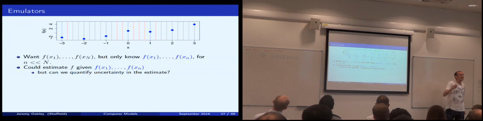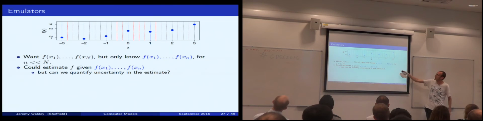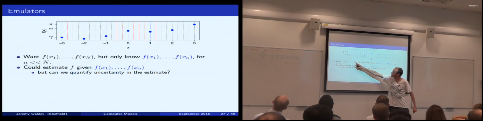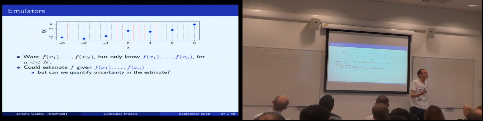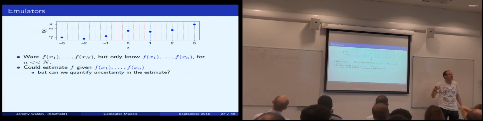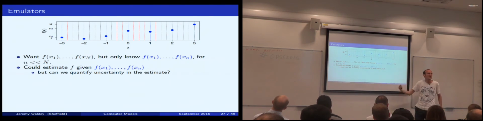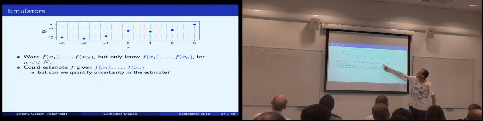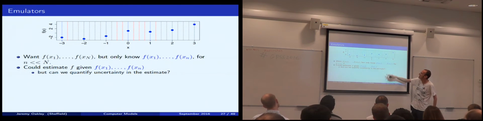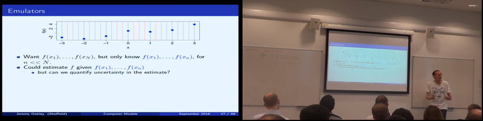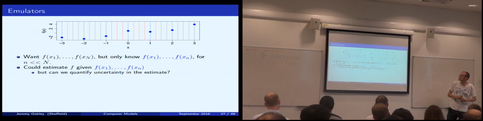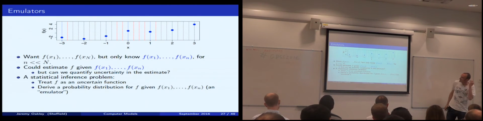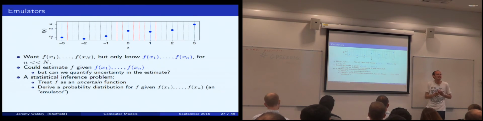But what we'd particularly like to do, as well as being able to estimate what these outputs are, is to quantify uncertainty in our estimate. We'd like to know, for example, what would happen if we could afford to do further runs of the simulator. So if I could perhaps get a slightly bigger sample of data there, how might my estimates change? So it's important that we quantify uncertainty in these estimates too. So we think of this as a statistical inference problem.